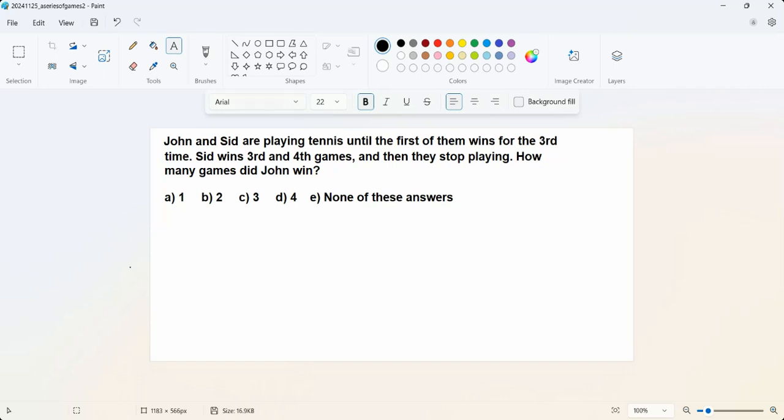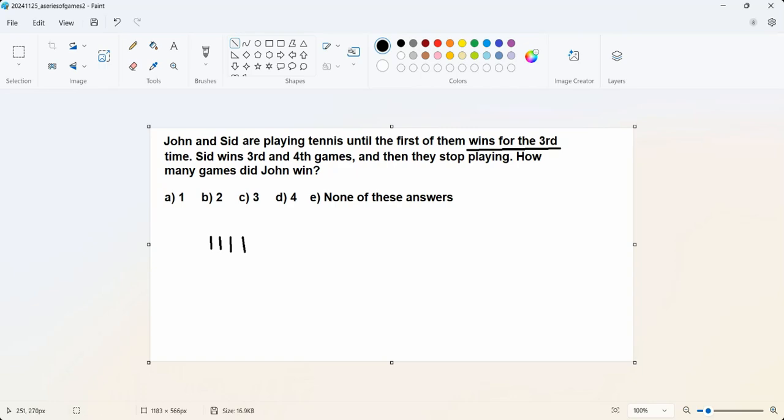So the problem says that they continue to play until the first of them wins for the third time. If someone wins three times, then they win the whole tournament or the whole series of games, and then it stops. So basically, we have to count how many total games were played, and then subtract how many games the winner won, so that we can get the number of games that the other person won.